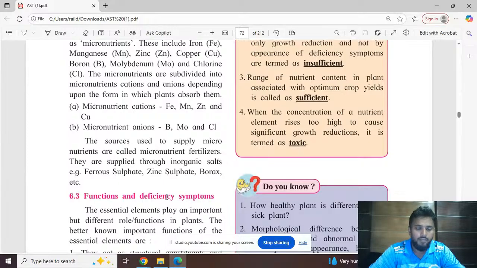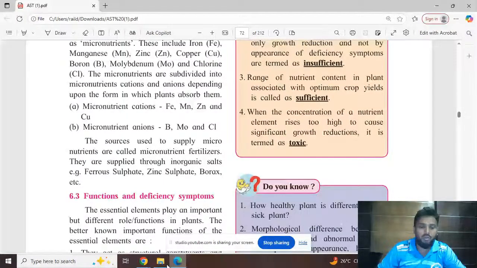Now the next point is functions and deficiency symptoms. Now these points are very important for your examinations. Functions means what? The elements which we are going to study, the total 16 elements, all those elements have certain specific roles in the life cycle of the plants. Already we have discussed that essential elements are the elements through which there is growth and development of the plants, and without these elements, plants cannot survive or complete their life cycle. Okay, this we saw in the morning session.